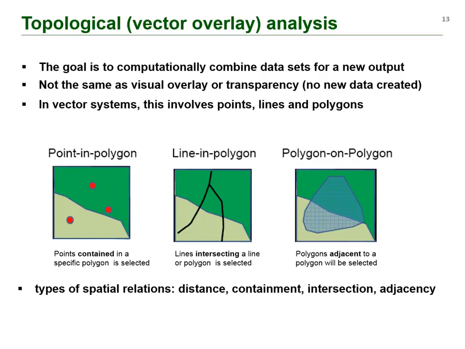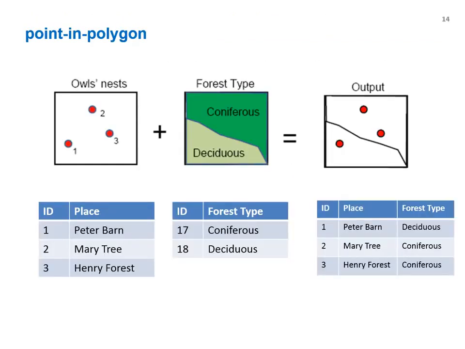We will look at the point and polygon spatial relationship as an example to give us an understanding of what exactly happens at the computer and database level. We have a data layer showing the nests of owls. The nests attribute table contains a unique identifier for each nest and a description called place. A second data layer shows the forest type. The forest type attribute table contains a unique identifier and a description called forest type.